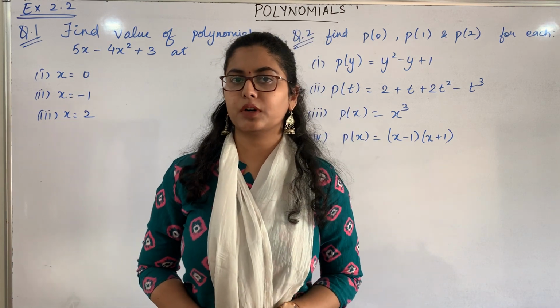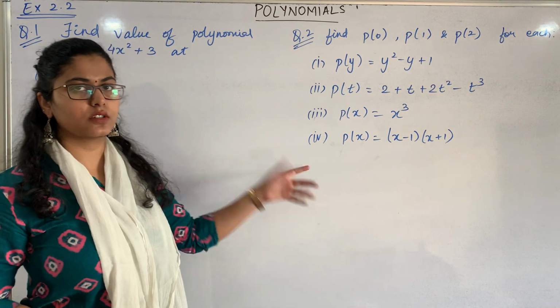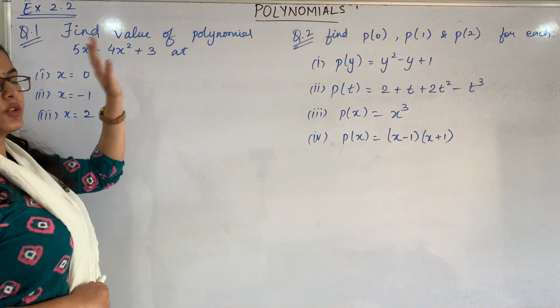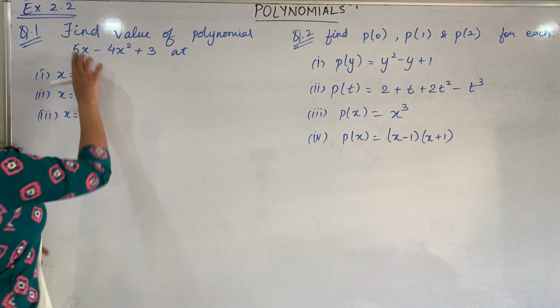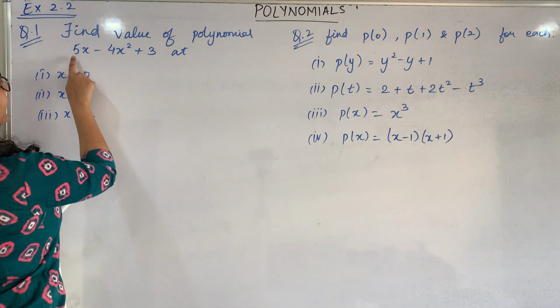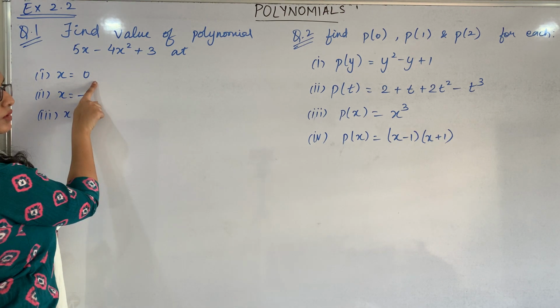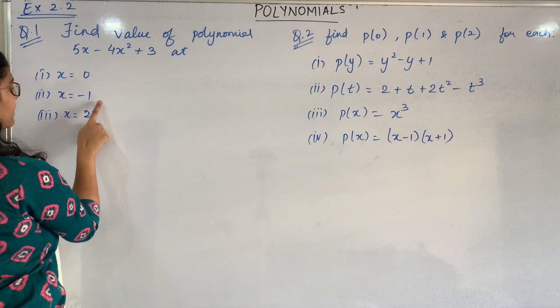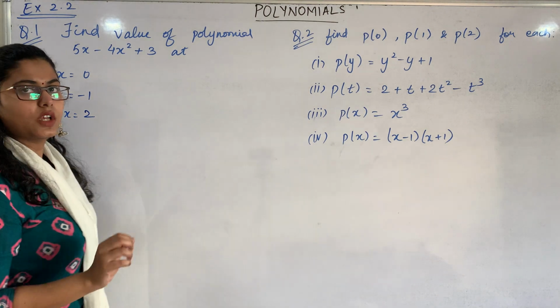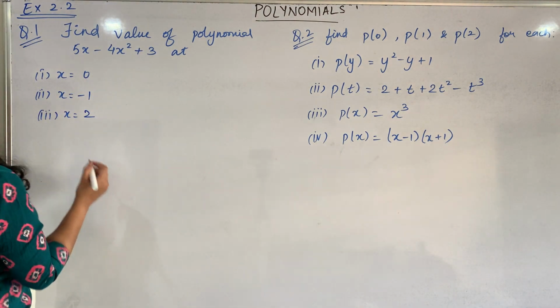Let's move forward with polynomials. This is your exercise 2.2, question 1 and question 2. Exercise 2.2, question 1. What is question 1? Find the value of polynomial. So, polynomial is given as 5x minus 4x square plus 3 at x is equals to 0, x is equals to minus 1 and x is equals to 2. So, you have to find the value of this polynomial for 3 values.